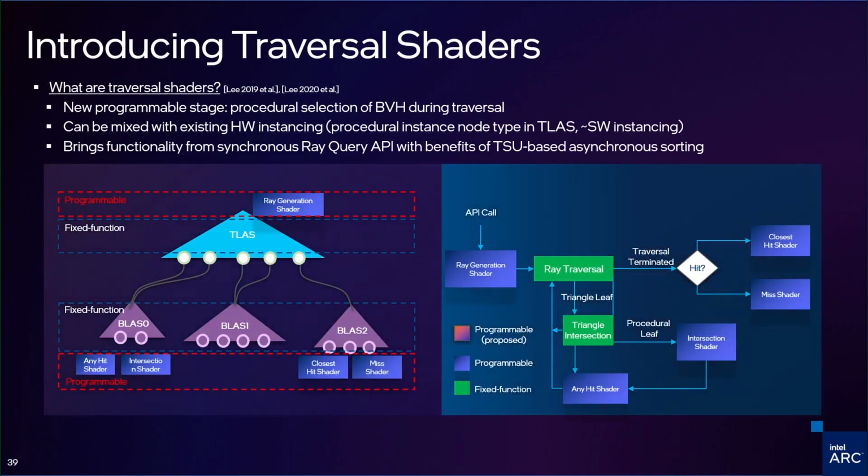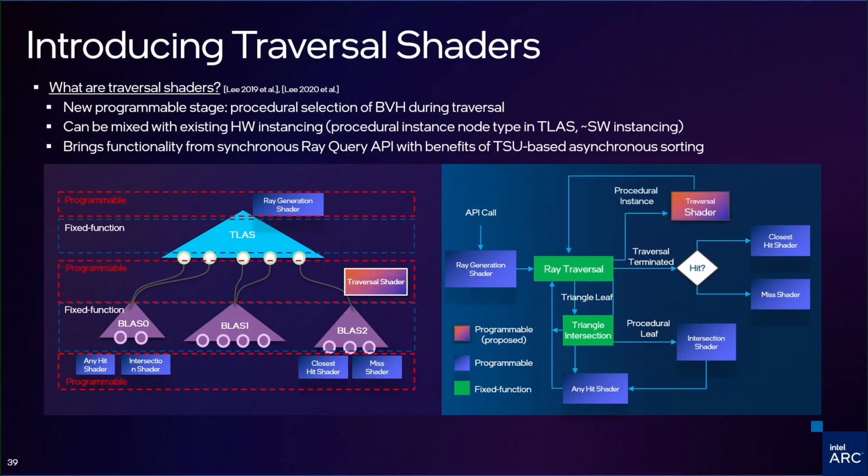What this looks like visually, on the left-hand side, I've got this bounding volume with a top-level acceleration structure and a bottom-level acceleration structure. I had an image very similar to this at the very beginning of the talk. What we're doing here is introducing this new traversal shader stage, a programmable stage sitting between the top-level and the bottom-level structure. As you traverse the top level and decide you've hit a bounding box of the bottom-level structure, you can make a decision of which low-level BVH you're going to traverse.